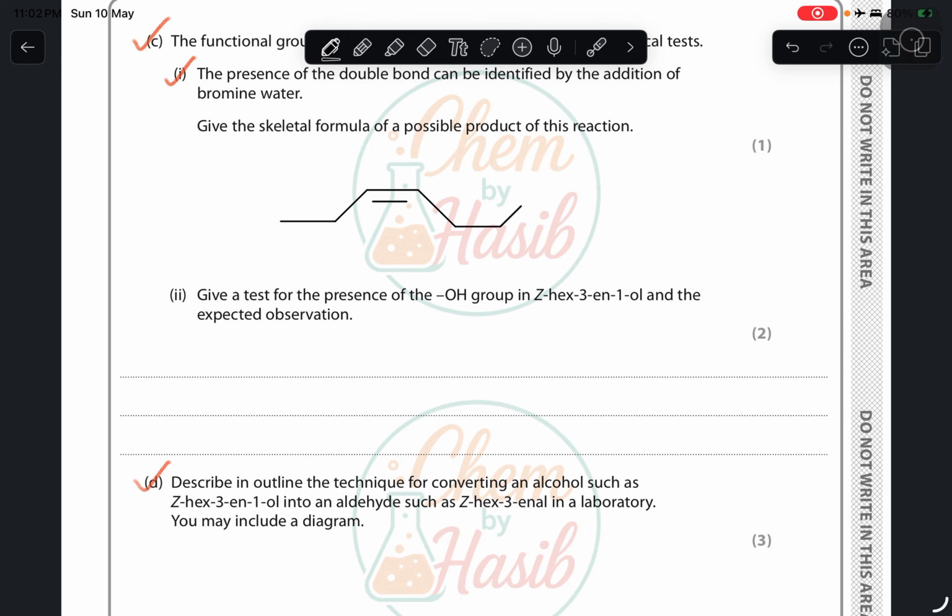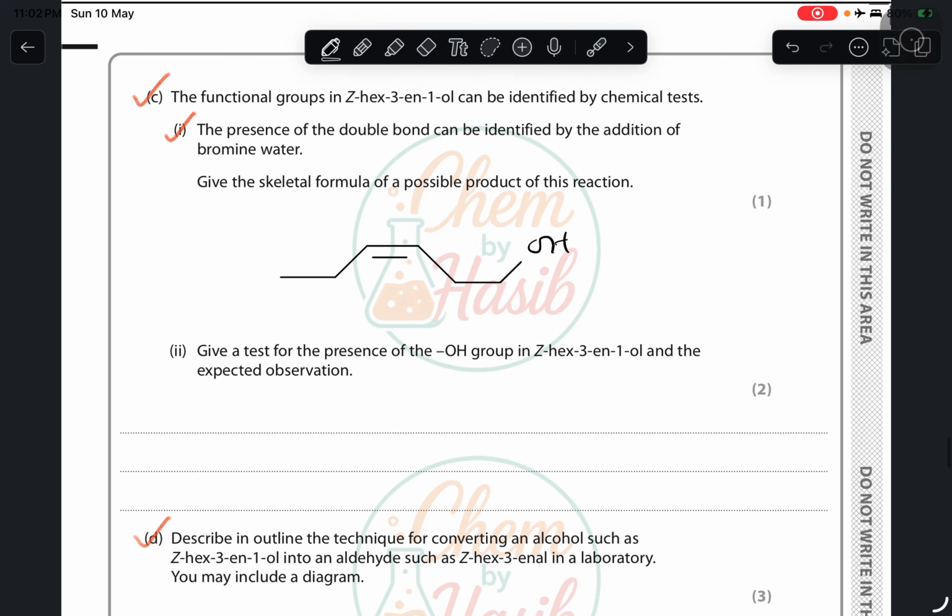So you are reacting with bromine water. If you react with bromine water, you put a bromine here and one OH here, and that would be the answer. It's an addition reaction. With bromine water, the major product is actually the one with one bromine and one OH. So this would be our answer. All right.